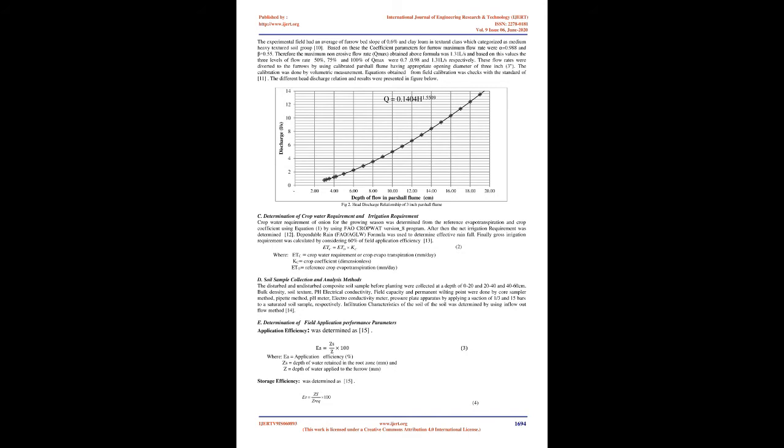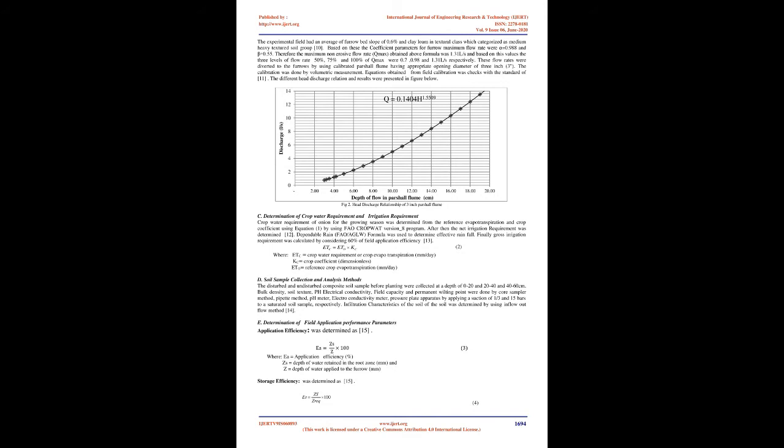The treatments were assigned randomly into 3 blocks. The block and plot spacing were 1.5 m and 0.5 m respectively. The experimental field had an average furrow bed slope of 0.6% and clay loam textural class, which is categorized as medium heavy textured soil group 10.